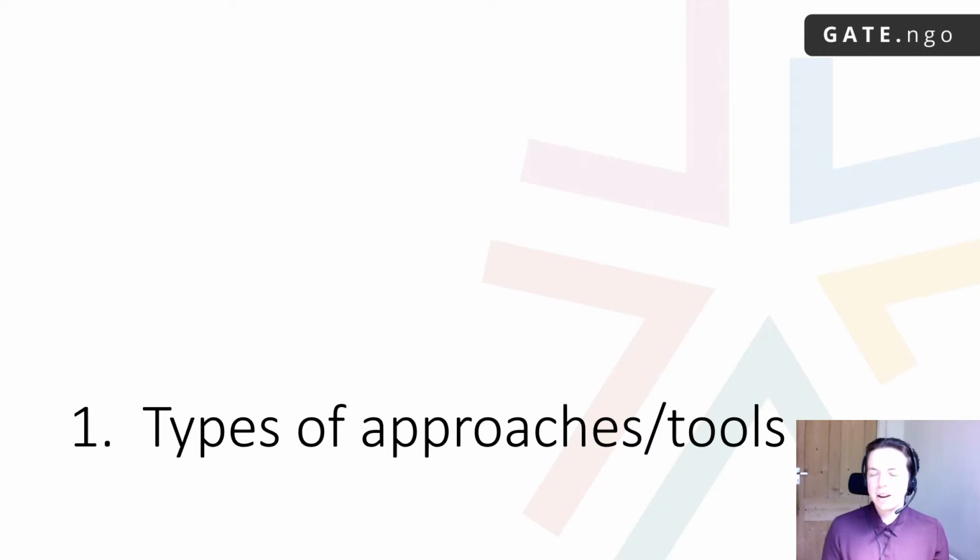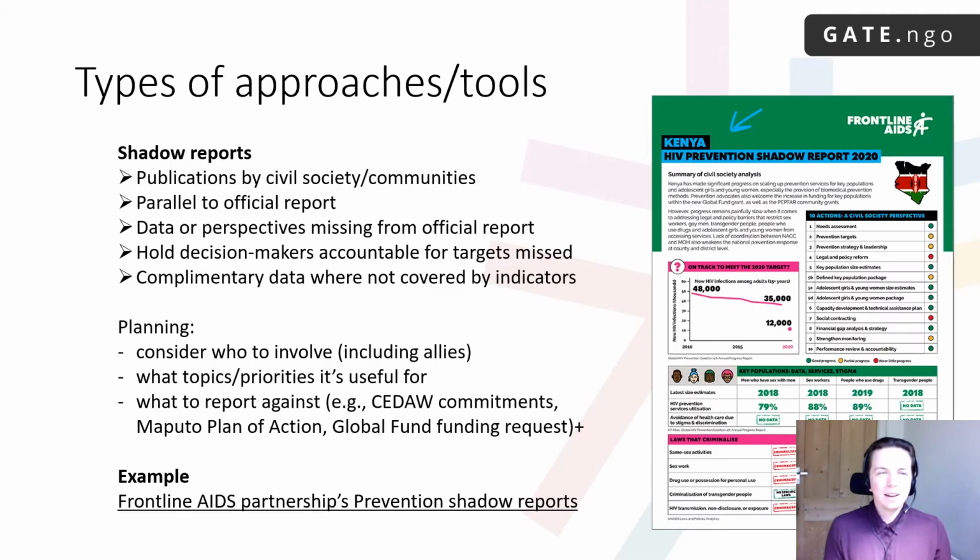So let's look at different types of approaches and tools for community-led accountability. Let's start with shadow reports. These are publications by communities, often parallel to an official report or process, and they can include data or perspectives that might be missing from the official reports or process and could be complementary, perhaps. And they're often used to hold decision makers to account for targets that have been missed. I shared earlier the example of Frontline AIDS prevention shadow reports as a good way to use this for advocacy.